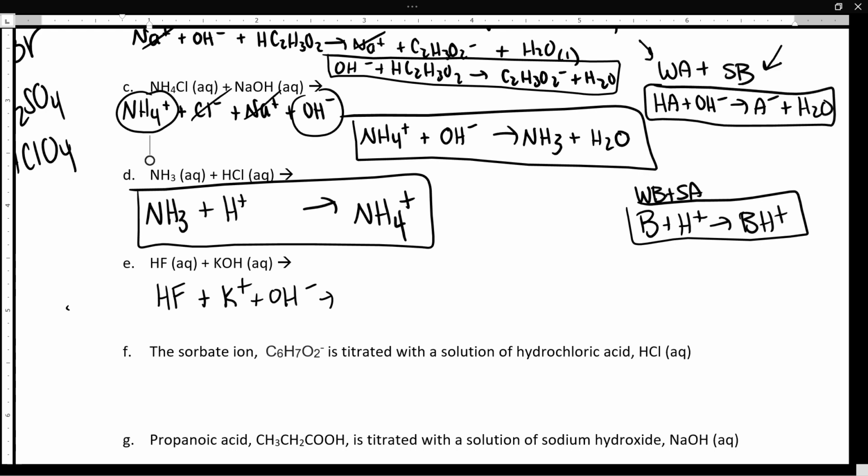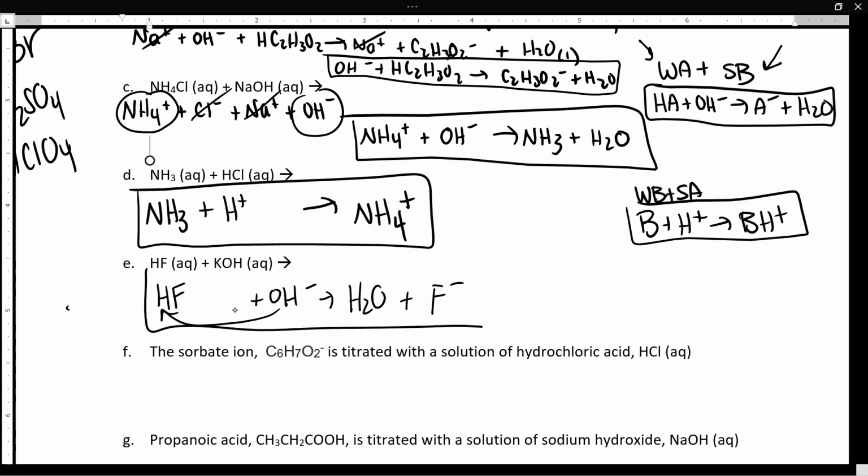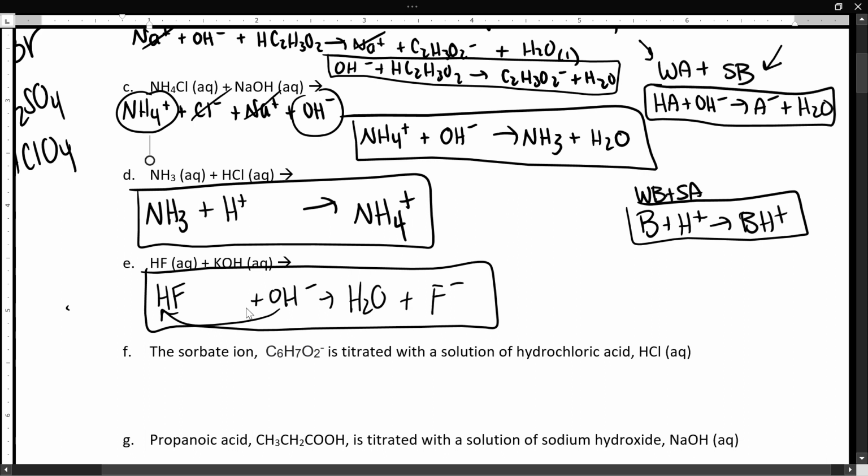So my pattern is that the strong base is going to take a hydrogen from the weak acid, forming water. And then what's left behind is the fluoride ion. And then the potassium's left behind as well. It's a spectator. It's not really doing anything. So we're going to go back and erase the potassium. And here's our net ionic equation. Weak acid plus strong base makes water and the conjugate base of this acid. So that's this general pattern.